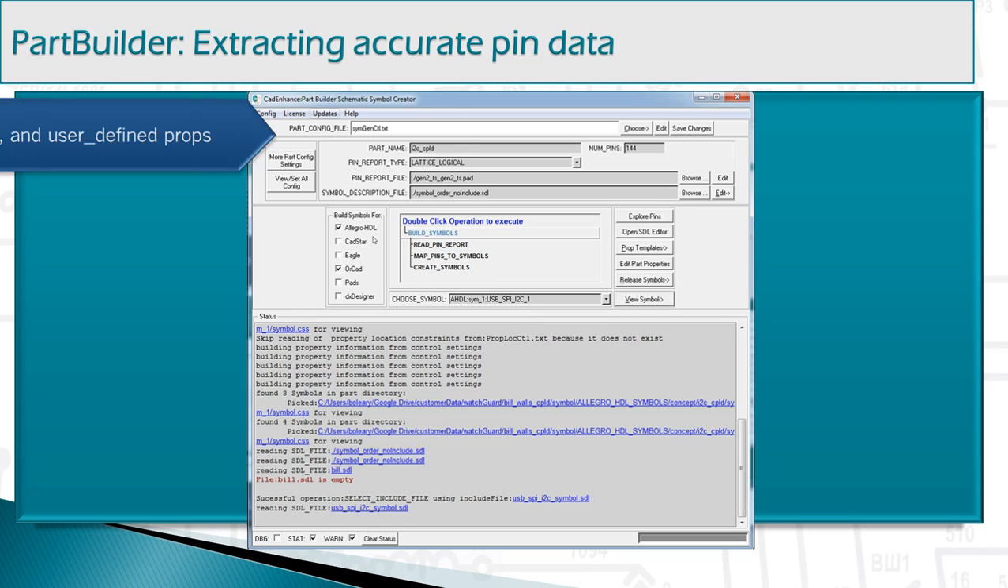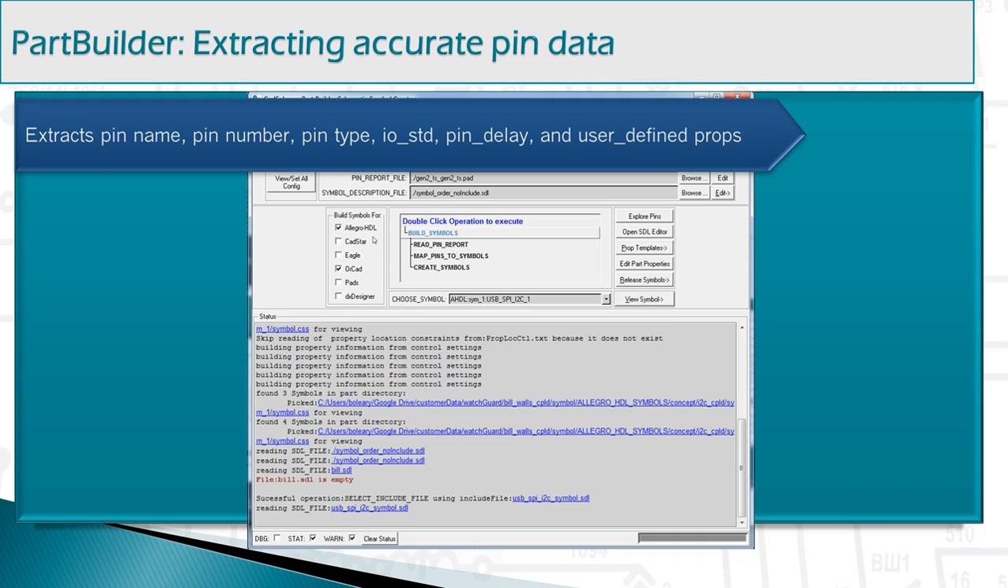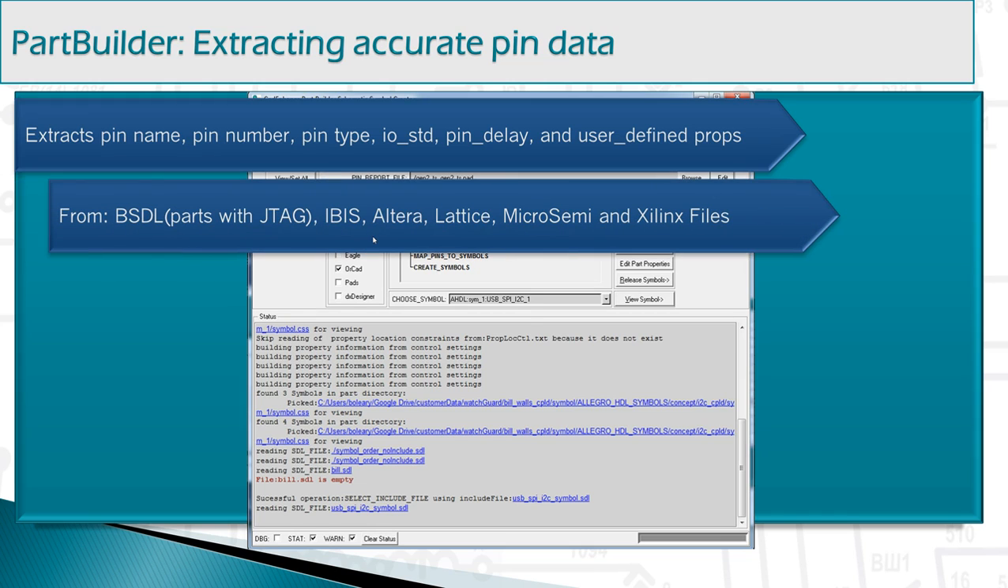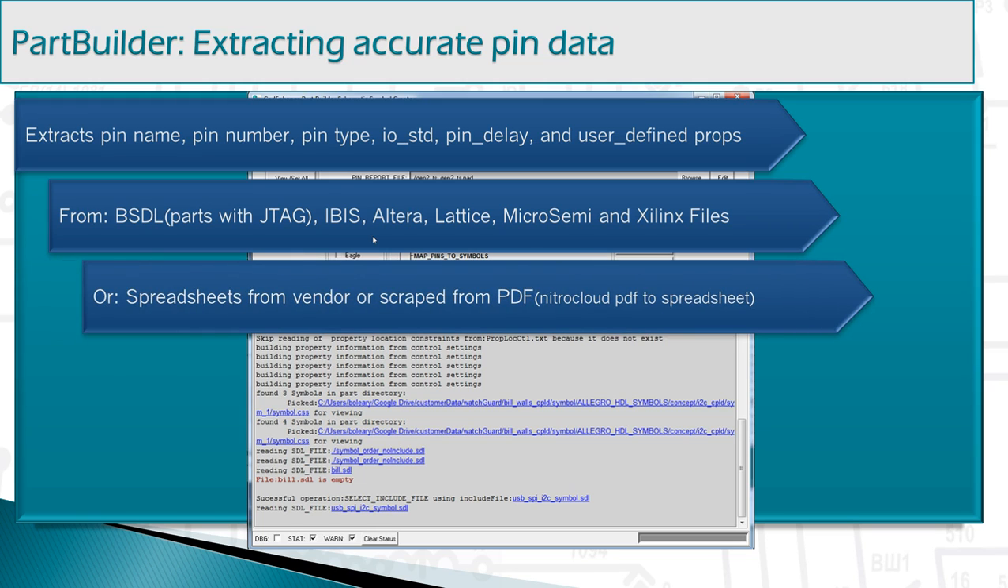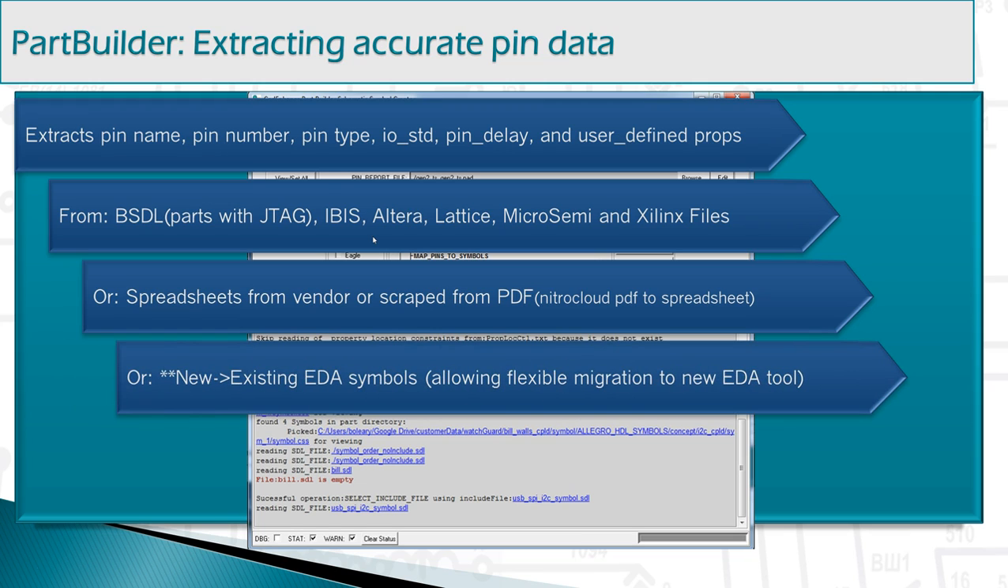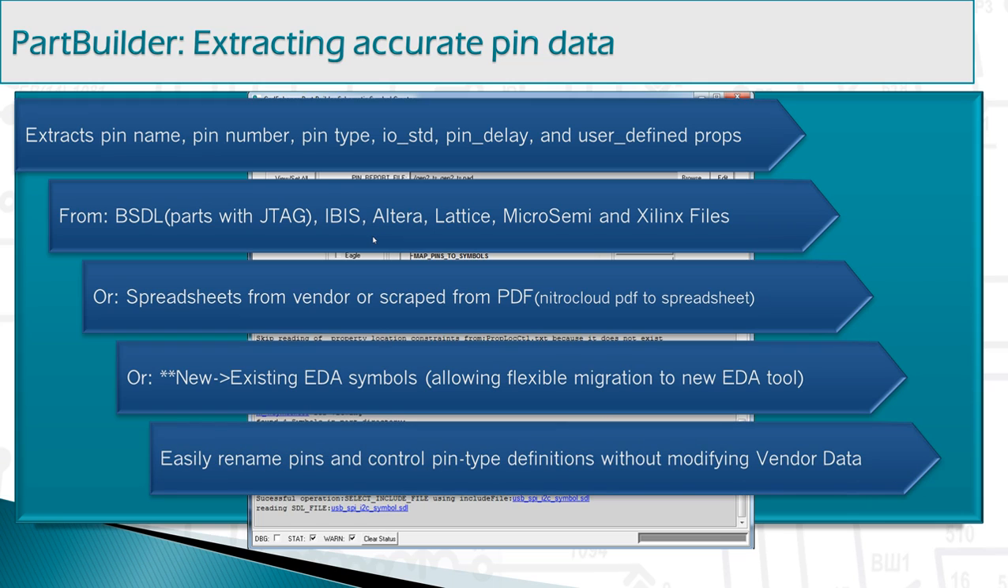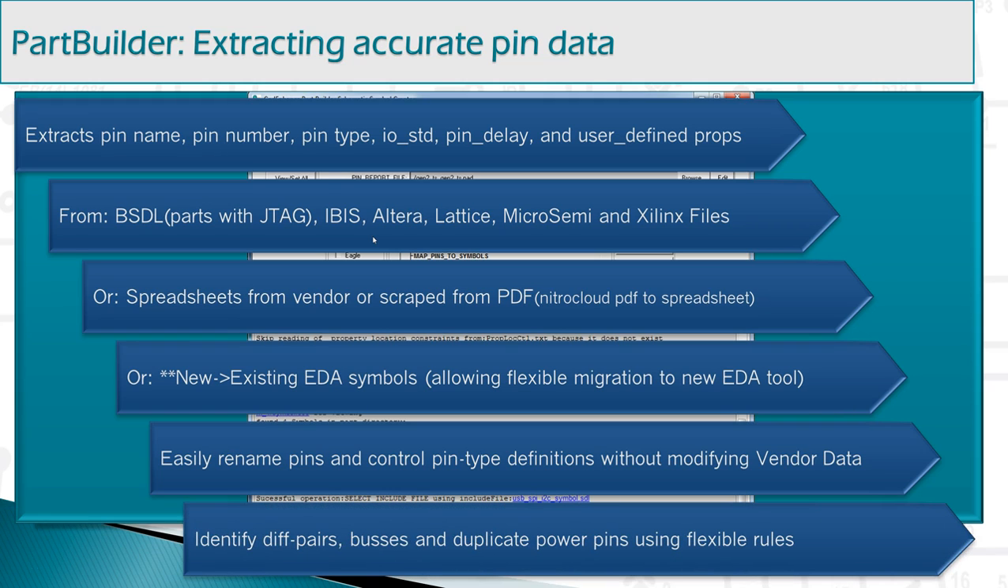Let's talk about extracting pin data. When PartBuilder reads your pin report file, it extracts pin name, pin number, pin type, IO standard, pin delay, and any other user-defined property you want it to extract. From BSDL files, which come with parts with JTAG, IBIS files, Altera, Lattice, Microsemi, and Xilinx files, or spreadsheets from the vendor or scraped from PDFs. And sometimes we use the Nitro Cloud free PDF to spreadsheet converter to help us out with that. Or, the newest flow we have, we can take existing EDA symbols and create SDL, allowing flexible migration to new EDA tools. We can easily rename pins and control pin type definitions without ever modifying the input vendor data. We automatically identify diff pairs, buses, and duplicate power pins using flexible rules.